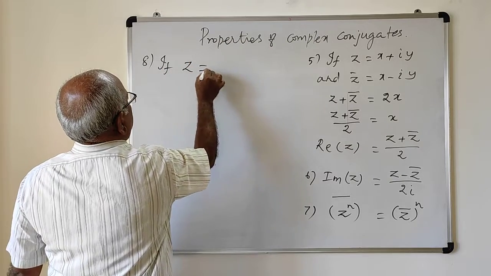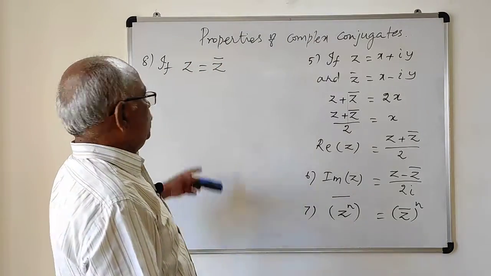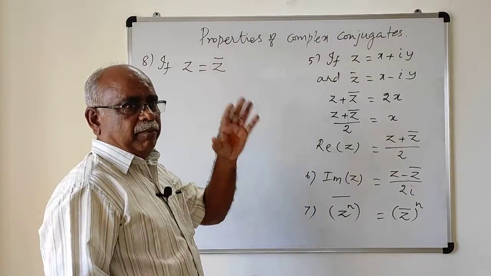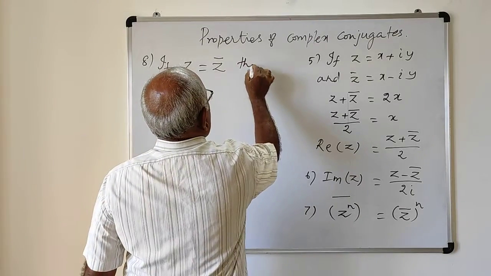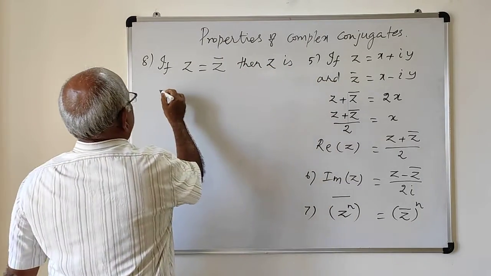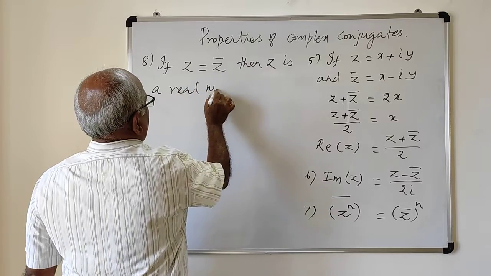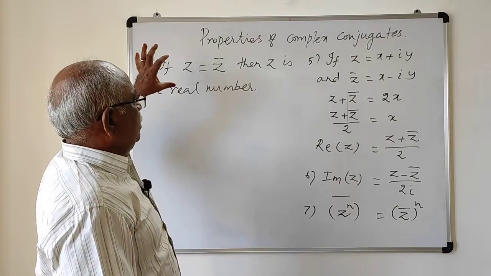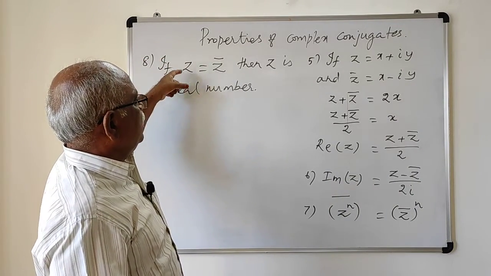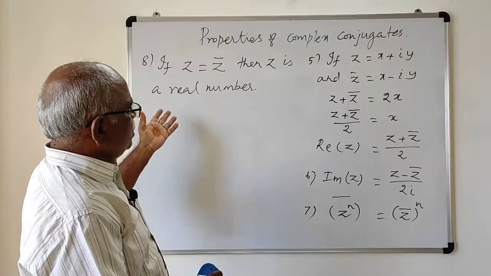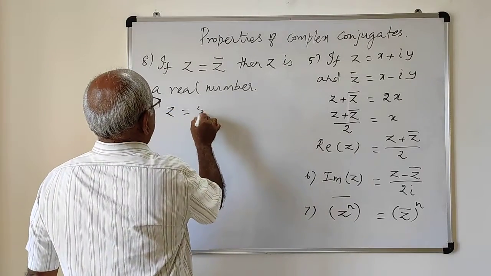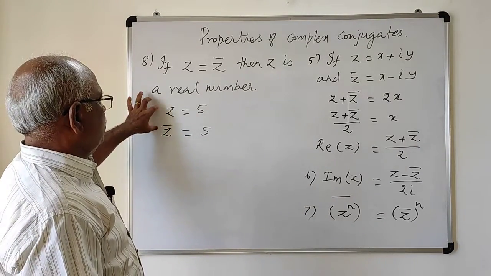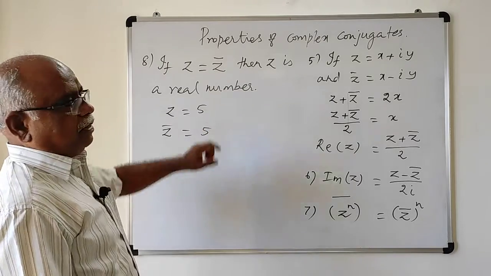If a complex number and its conjugate are equal, I already told you, if Z and Z bar are equal, then the complex number is a real number. This is the eighth property. If a number is real, then the number and its conjugate are equal. For example, suppose Z is a real number 5, Z bar is also the same 5. Therefore, Z equal to Z bar implies that Z is a real number.